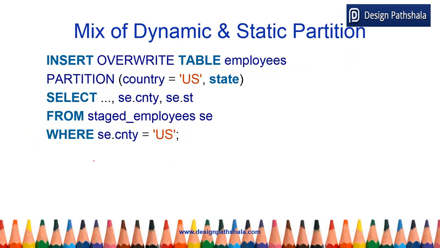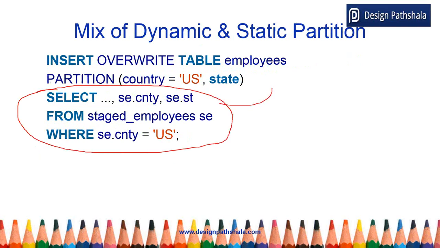So this is an example of a mix of dynamic and static partitioning. Probably you might know the country for which you have selected the data, but you don't know the state. So I'm using a static partition for country as well as a dynamic partition for state.